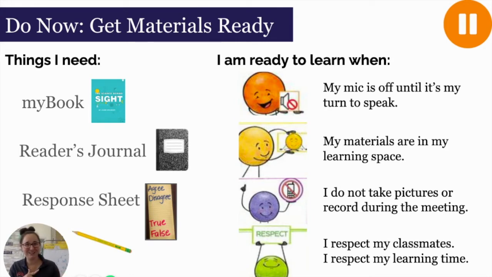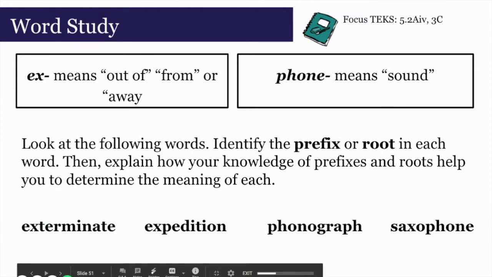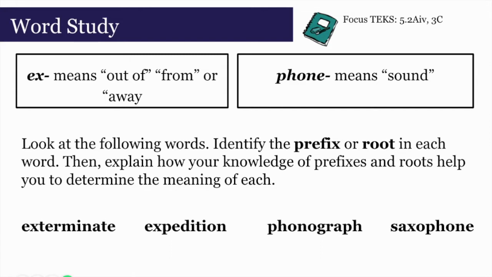Let's get started. Let's look at today's word study practice. Look at the following words: exterminate, expedition, phonograph, saxophone. Identify the prefix or root in each word. Then explain how your knowledge of prefixes and roots helps you to determine the meaning of each.